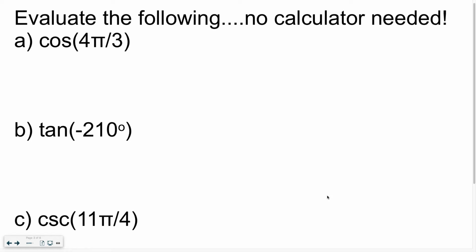Okay, so the cosine of 4 pi over 3. When you look at your unit circle, 4 pi over 3 is this angle right here. You look at the xy coordinate. And Nathan, what coordinate do we care about? The x. And what is the x coordinate there? -1/2.